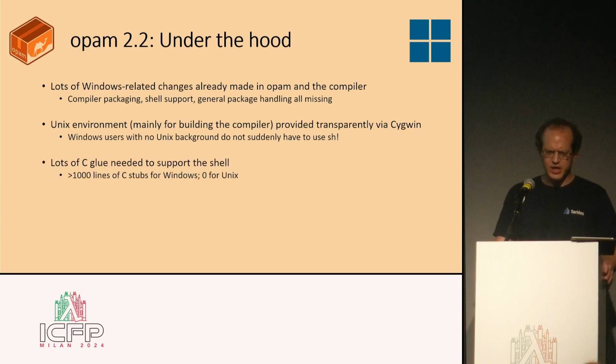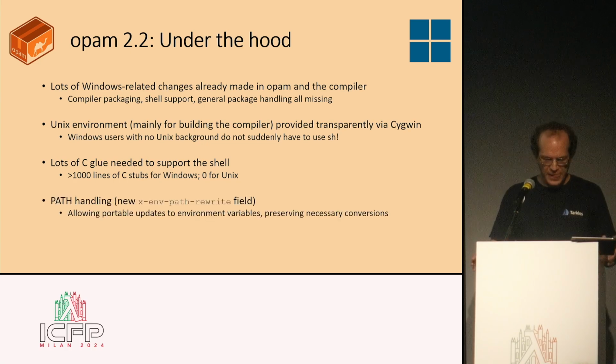As I said, the Windows philosophy is slightly different from the Unix philosophy in terms of querying things. So where Unix would have auxiliary programs to query things like terminal size, Windows has syscalls. It turned out to be an awful lot of glue that we had to put together on top of what's available in the Unix library. So we've now got well over 1,000 lines of non-trivial C stubs that we maintain, with none needed for Unix.